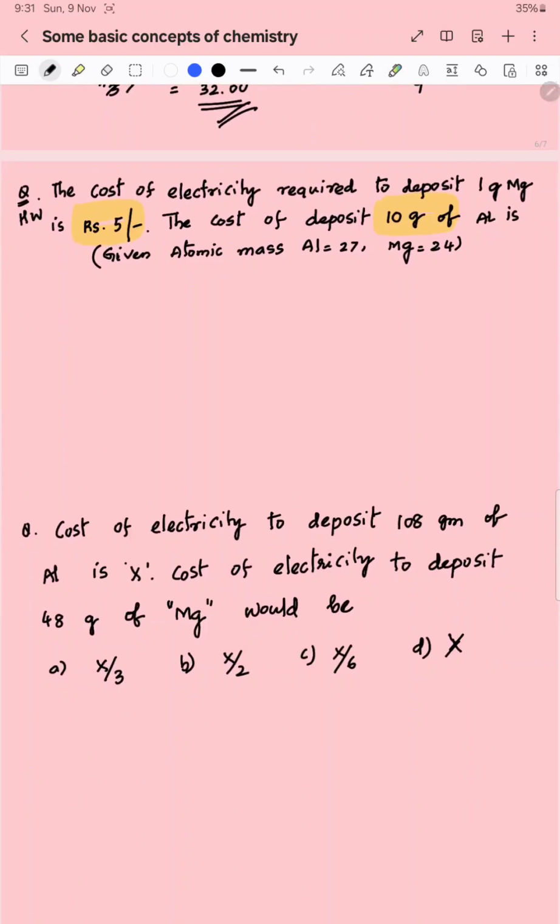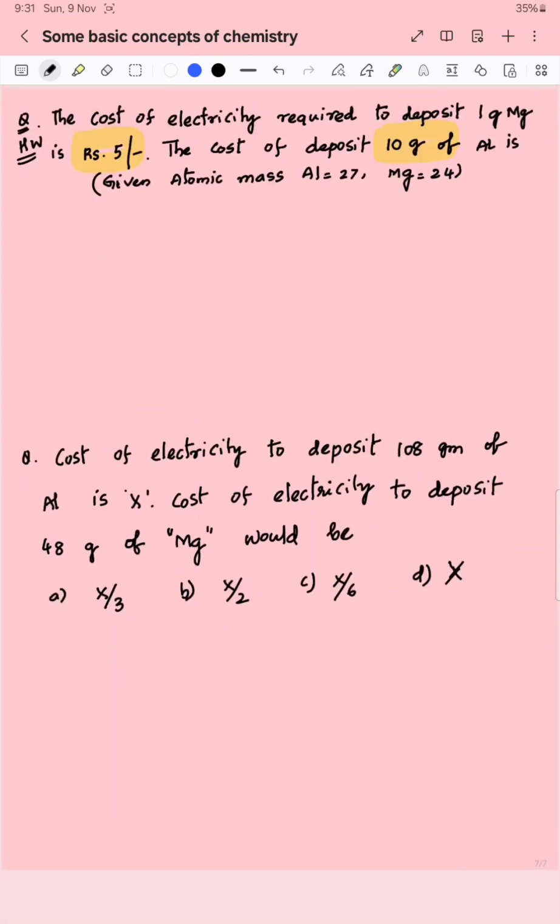Okay. Similarly, student, just check the question. The cost of electricity required to deposit 1 mg is rupees 5. The cost of deposit of 10 grams. So same, student. You can take this question as homework and give the answer in the comment section. Next, student.